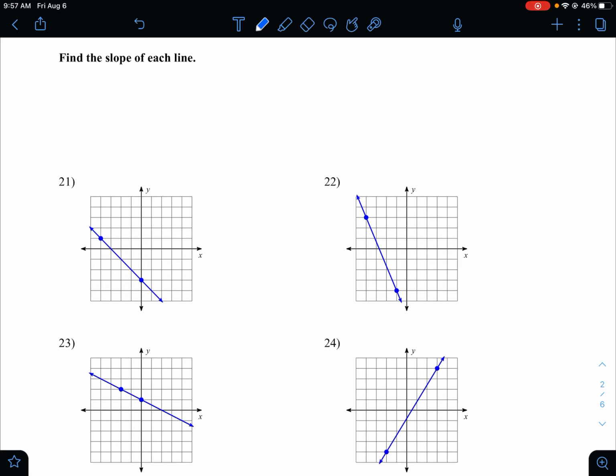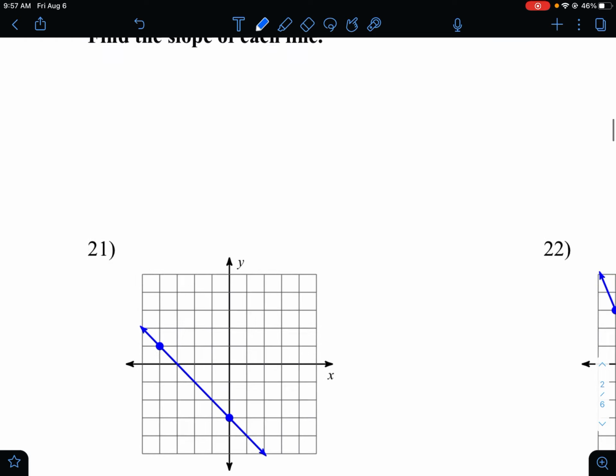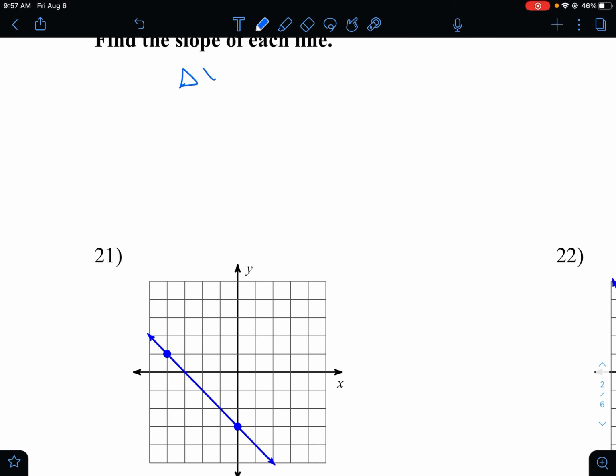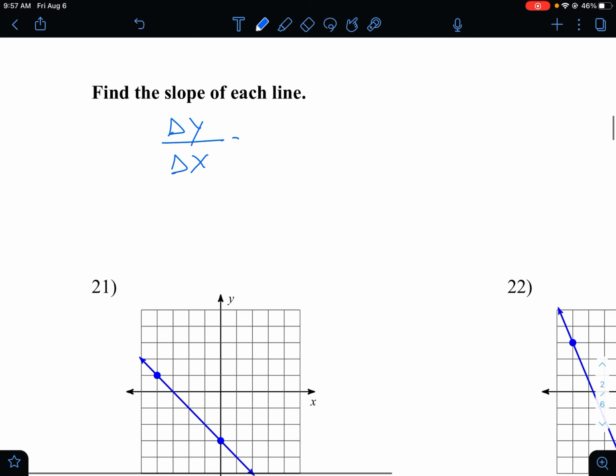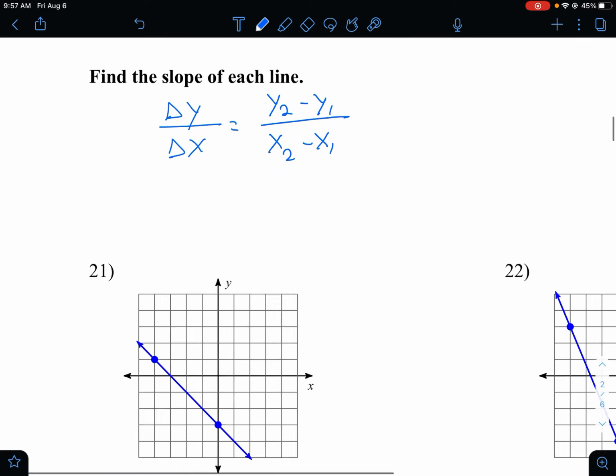All right. So next we have slope. So hopefully slope is kind of a review for you. And there's a couple different ways to find slope. Today we're going to talk about 2 different ways. We have our change in y over change in x, or we have our equation, which is y2 minus y1 all over x2 minus x1. Hopefully this looks familiar. If this is new, I'll go through it, so don't worry.